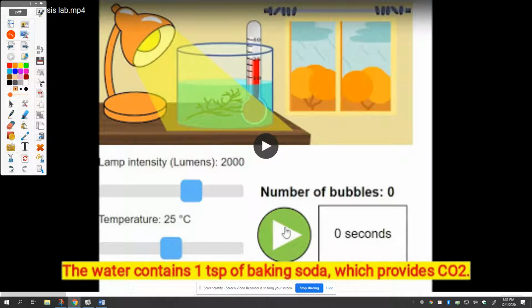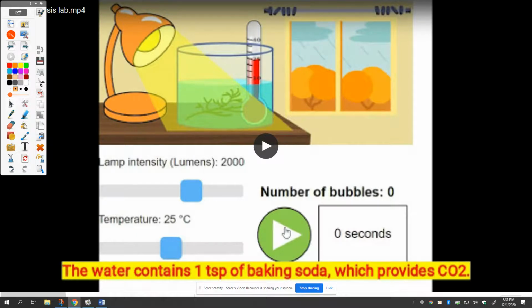This is the lab that we did in class today. If you are at home, I will post a link to a virtual lab, and I'll post the link to the actual lab document. You can use the lab document, but then just conduct the experiment using the virtual lab link and collect your data, graph your data, and then go ahead and answer the questions from there.